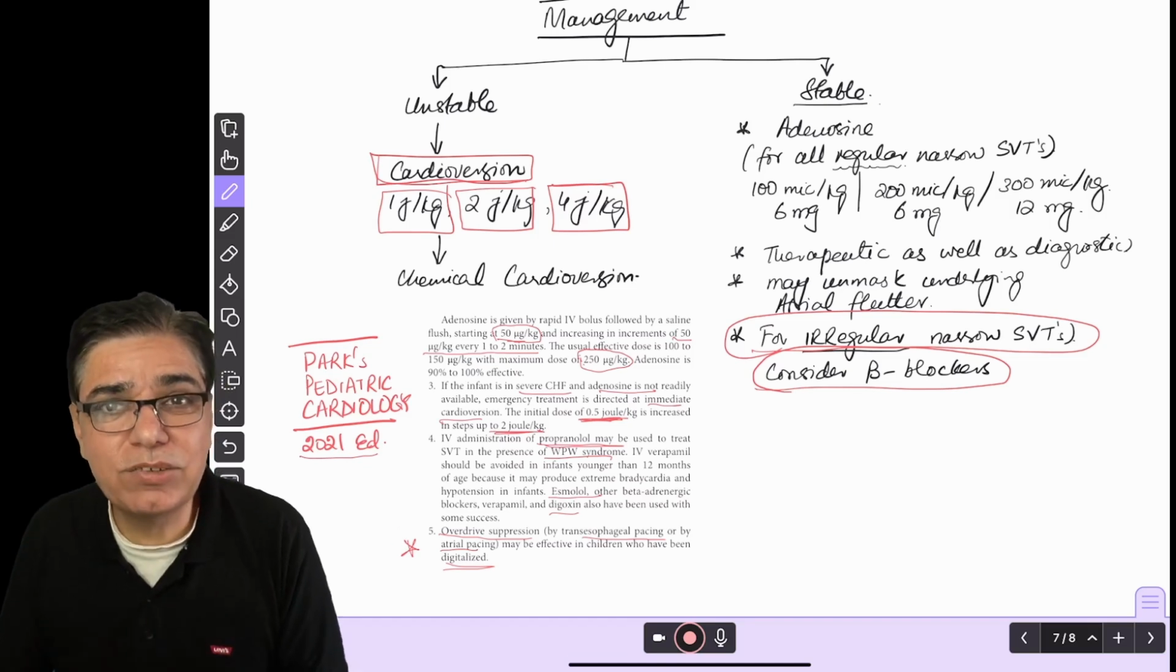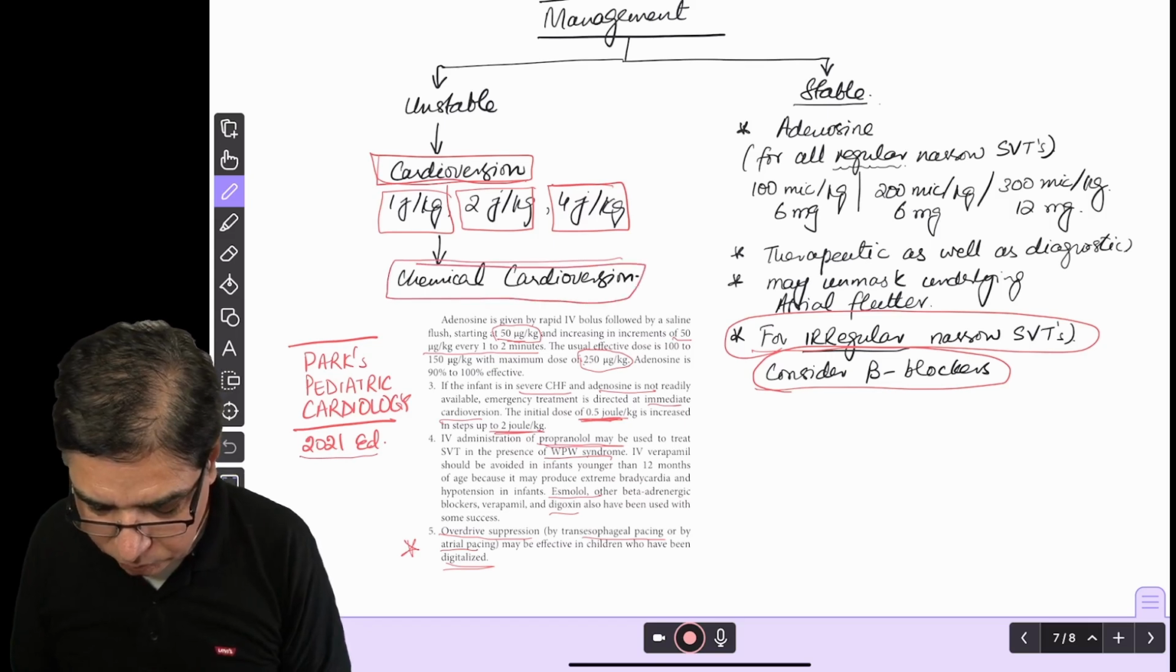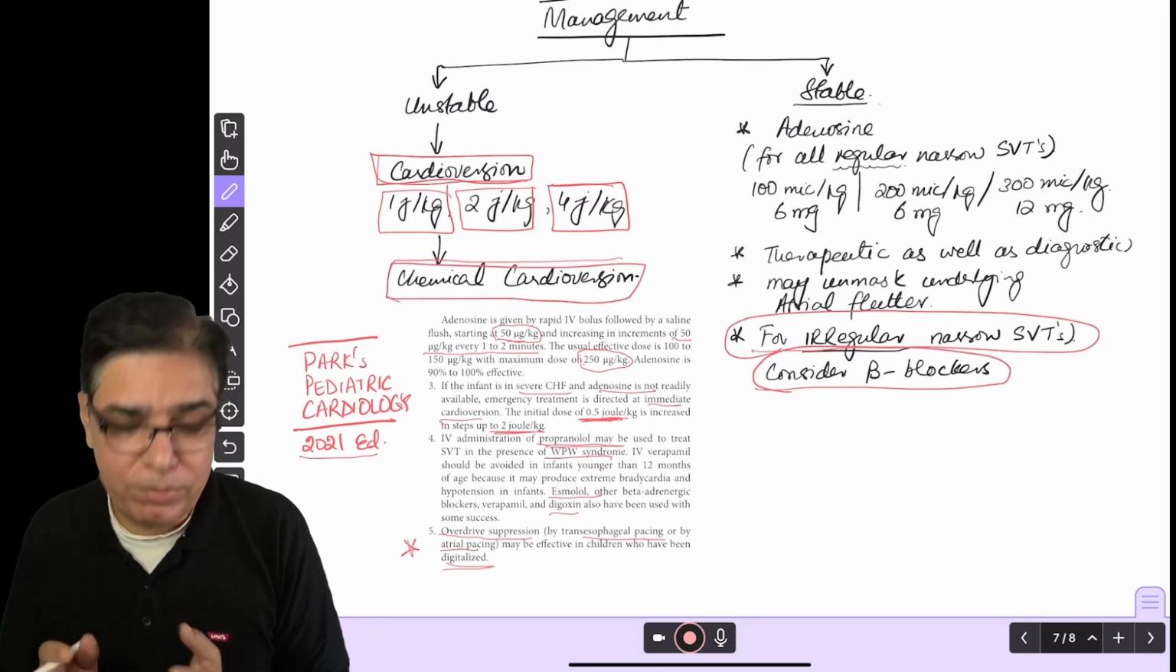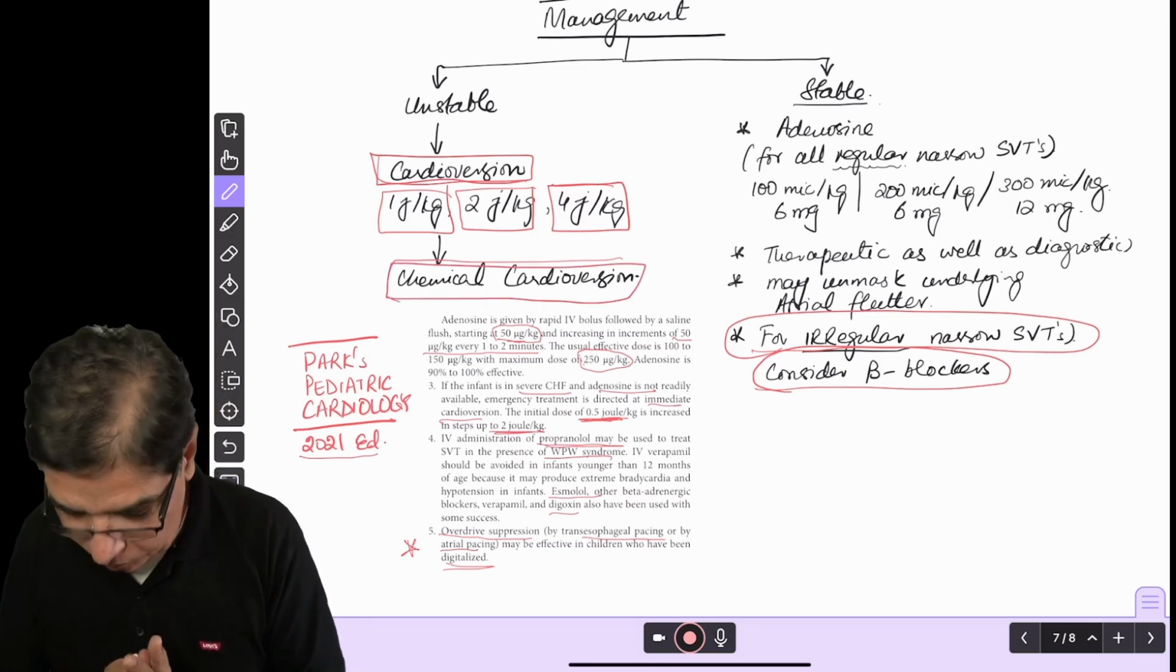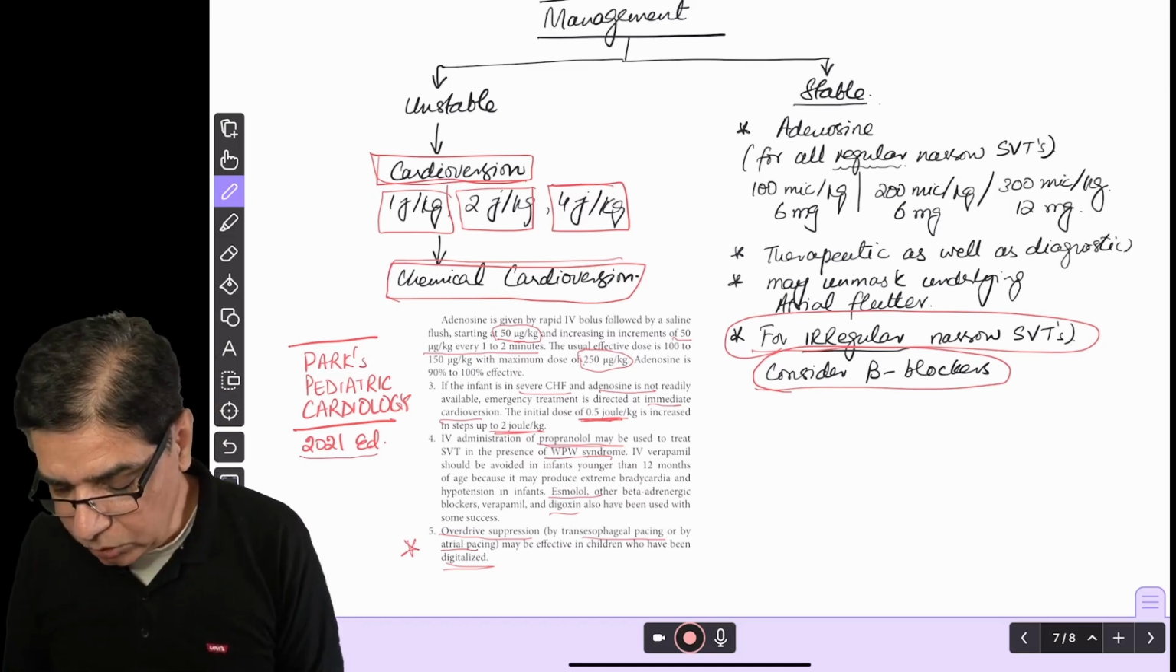If it still doesn't work after the maximum dose, then you have to move towards chemical cardioversion, where you have to give some chemical medication, usually amiodarone. If the child is stable, then in APLS or PALS, they talk about adenosine.